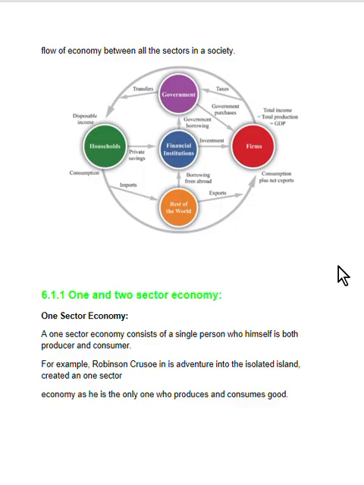Now we should discuss one and two sector economies. A one sector economy means an economy that consists of a single person who is himself both producer and consumer. An example is Robinson Crusoe in his adventure on the isolated island. When he was isolated on the island, he created a one sector economy. How? He produces goods and consumes goods. That means he needs to make food by himself and consume it by himself.